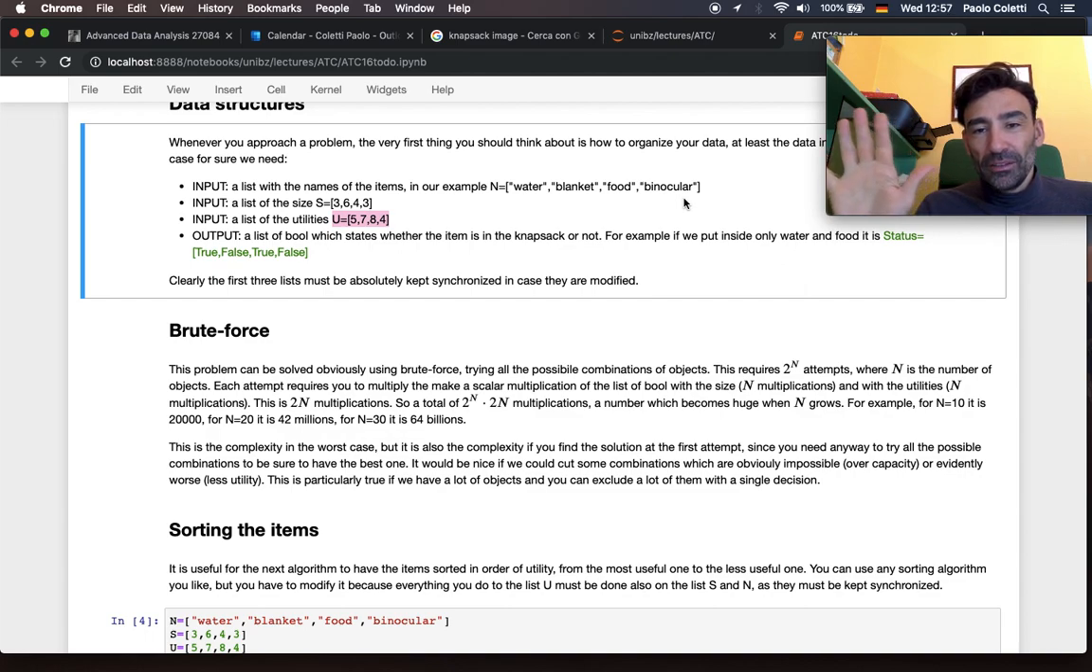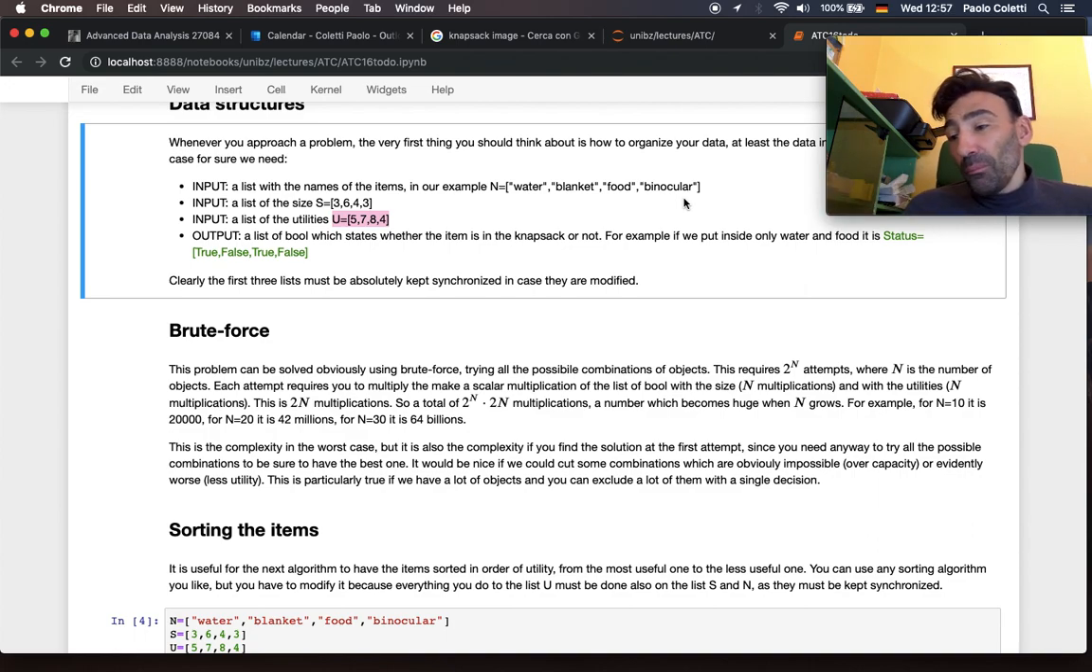The water with a blanket, the water with the food, the water with a binocular. The blanket with the food, the blanket with the binocular, and we are at 10. The food with the binocular, 11. Water, blanket, food. Water, food, binocular. Water, blanket, binocular. And we are at 14. And then blanket, food, binocular, 15. And everything, 16. You have 16 possibilities here.